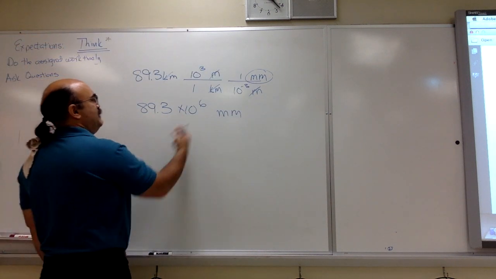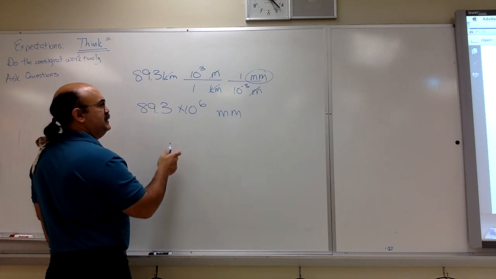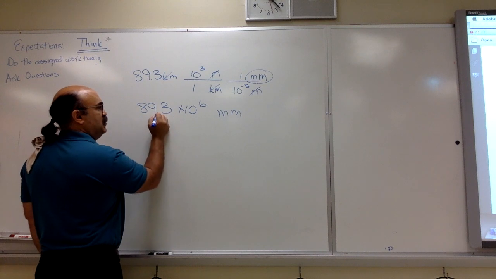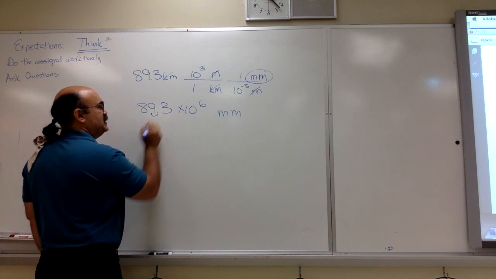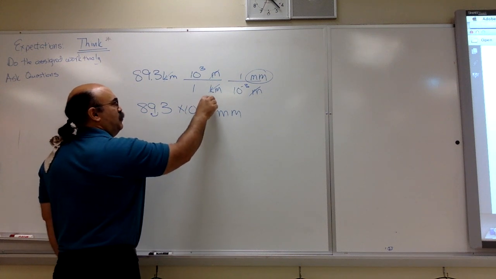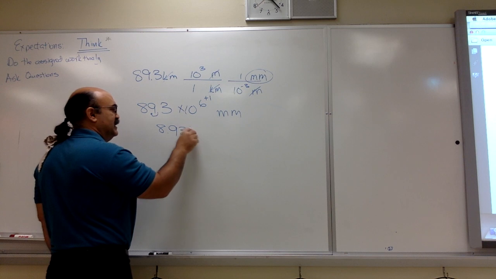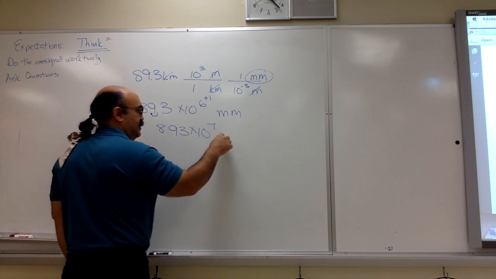Okay, so I can write my answer in 2 ways. If I'm going to do scientific notation, I notice this doesn't work. If I have to move this over to here, that means I have to add 1 to this. My answer becomes 8.93 times 10 to the 7 millimeters.